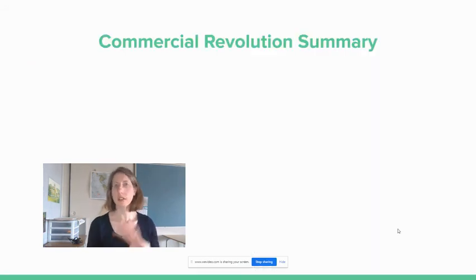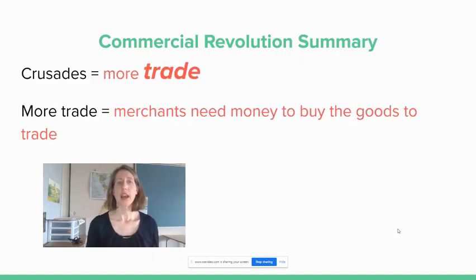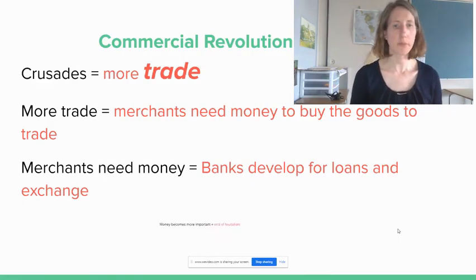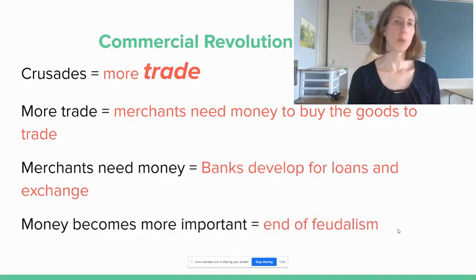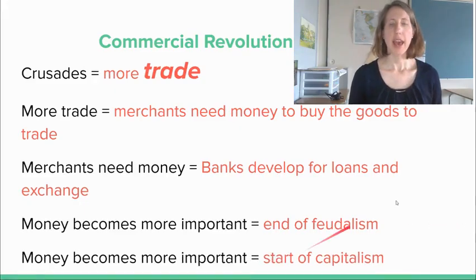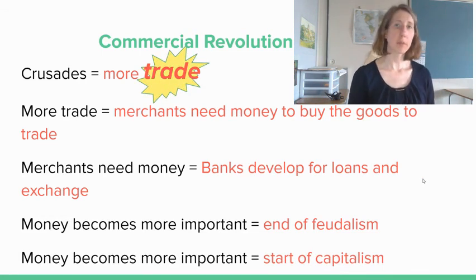Okay, so just to summarize, the Crusades really caused more trade. That increased trade means that merchants need money to buy the goods to trade. Because the merchants need money, banks are developed so they can get loans and exchange their currency. And then as money becomes more important than land, feudalism really comes to an end, and it is also the start of capitalism. So it all really starts with that increase in trade, which leads to changes in the economy and the way business is done in Western Europe.